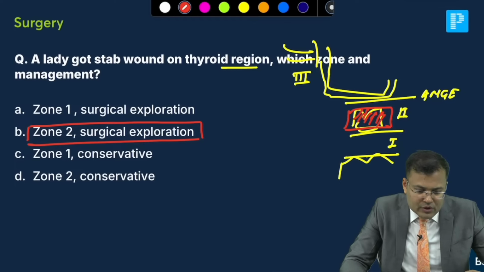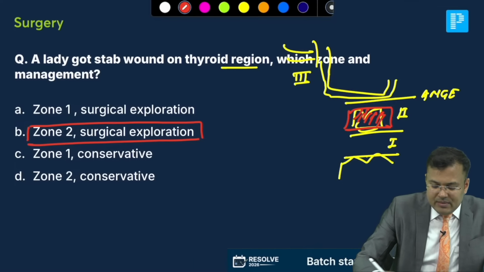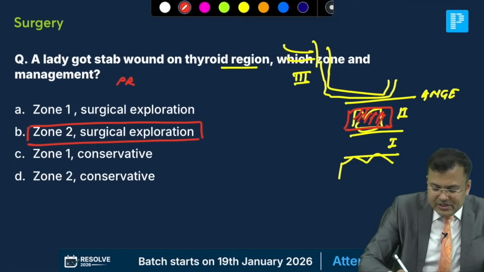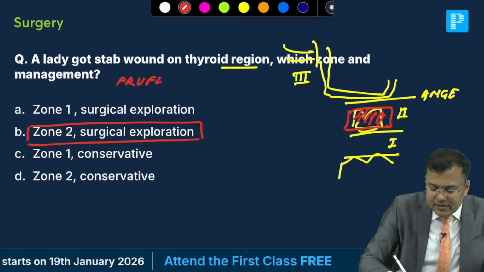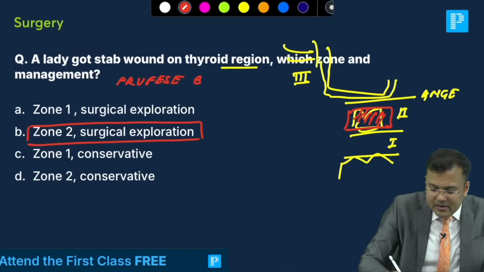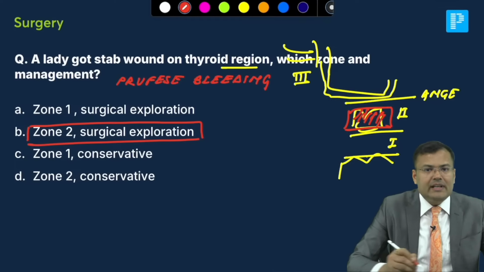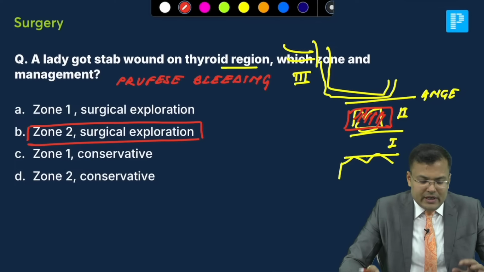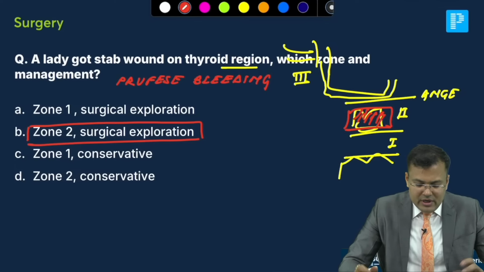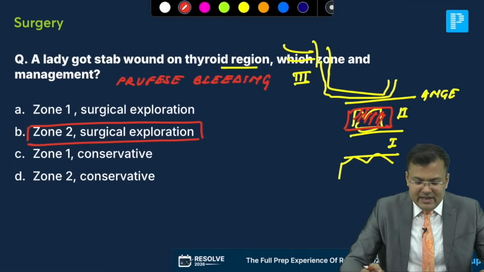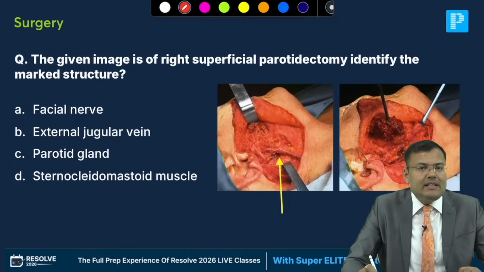Okay, Fit Medicos wants to say that, sir, patient was bleeding profusely. There was profuse bleeding, and obviously in this case we have to go for surgical exploration. This is zone 2. So, injury is located in zone 2. We have to go for surgical exploration. Clear, guys? Now, see the next question, very easy question.